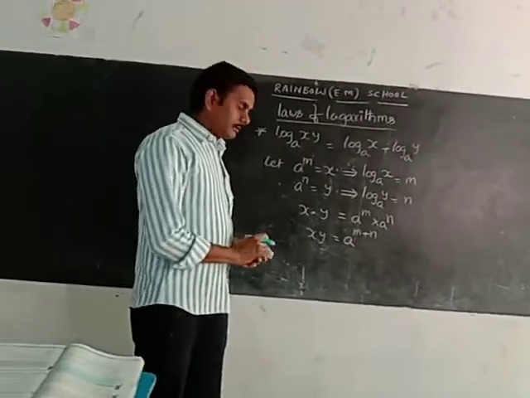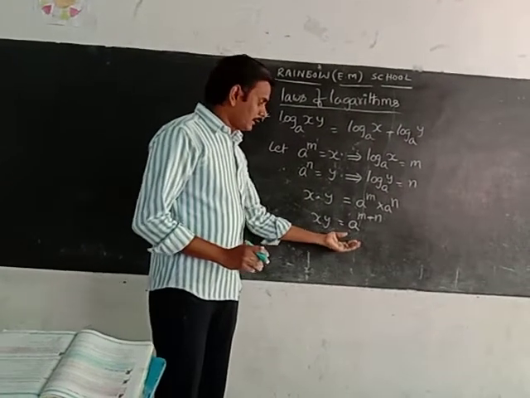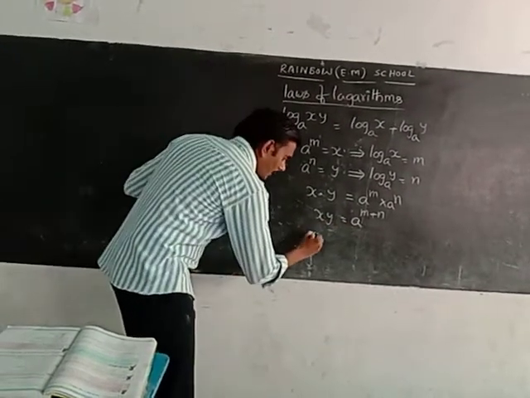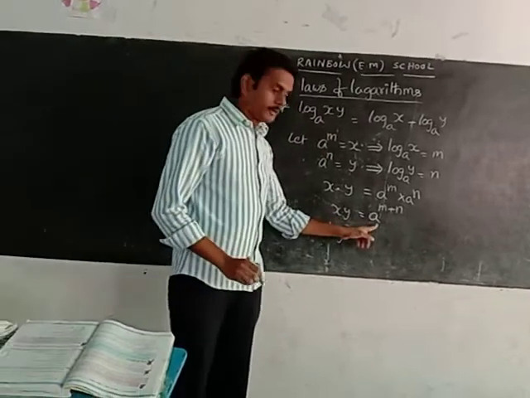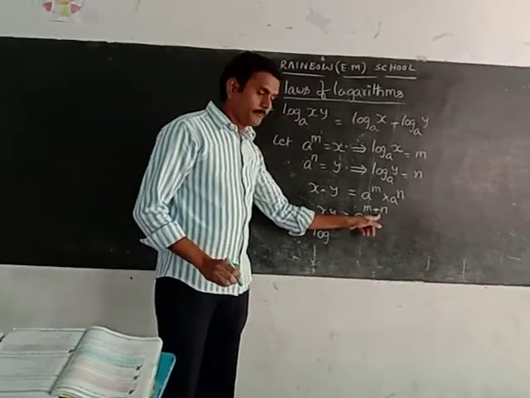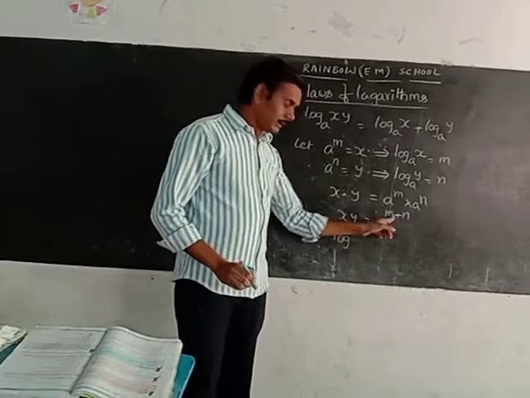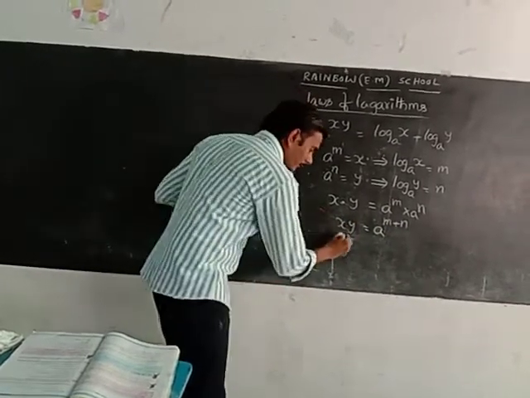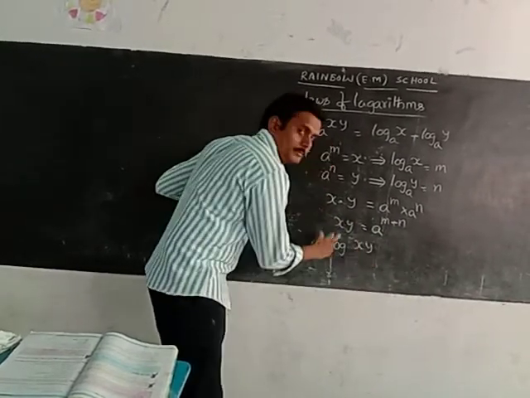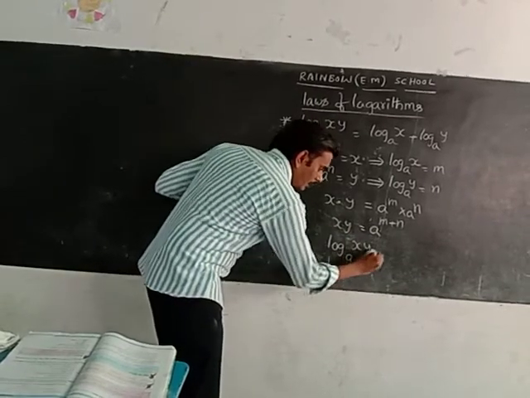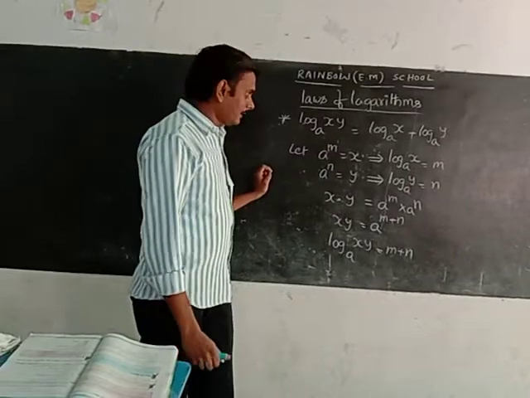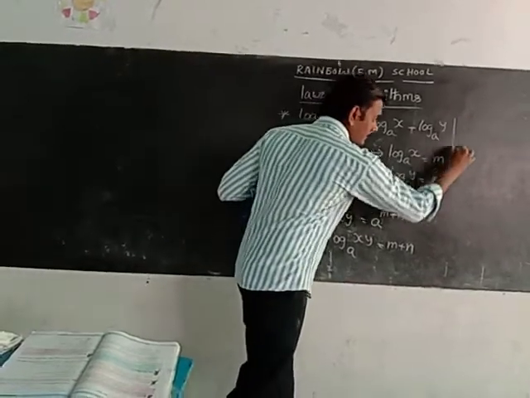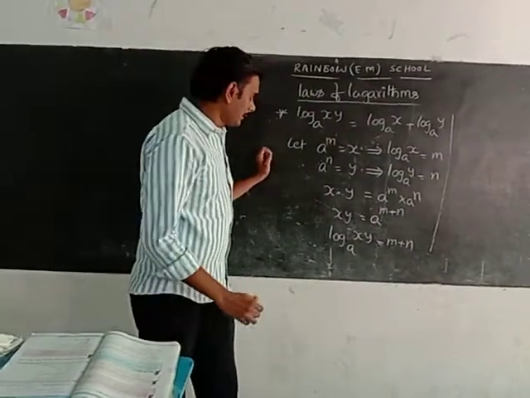Now we can write the logarithm form for this one. The base a raised to the power equals the number, so in logarithm form: log of the number xy base a equals m plus n.